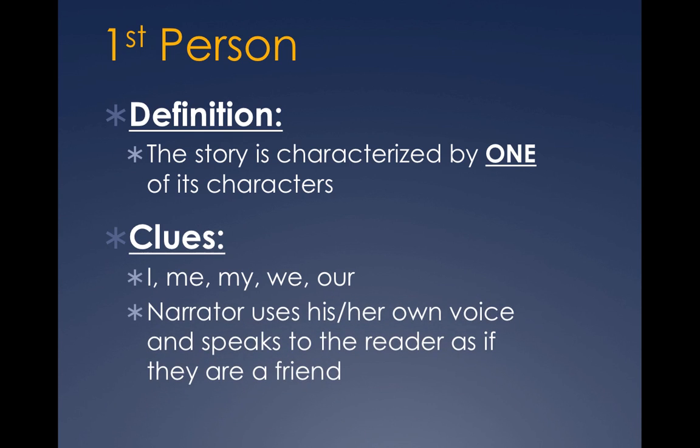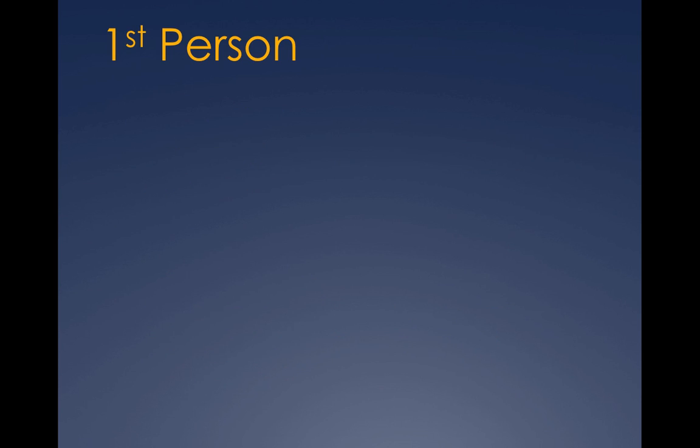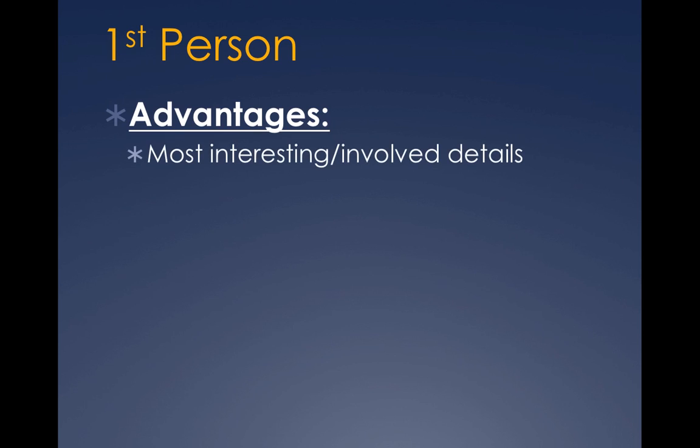This is also where the narrator uses his or her own voice, and they speak to the reader as if they are a friend. A lot of times we'll see this within our young adult literature. We have a lot of narrators that often talk directly to us. There are some advantages of reading a story that is told from first-person point of view. They're often the most interesting or involved in terms of details, and they're often easy for readers to make a connection to the characters or understand what's going on in the novel.